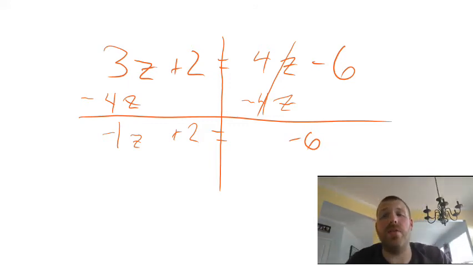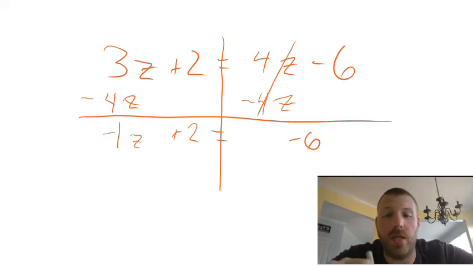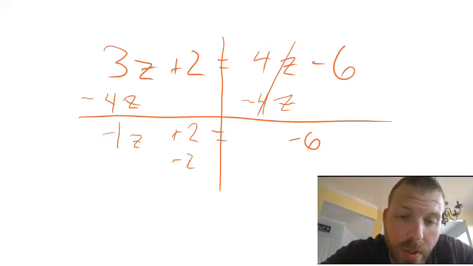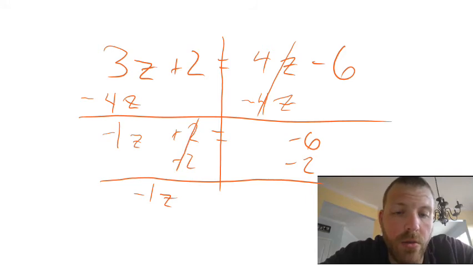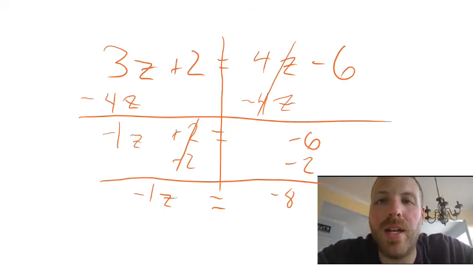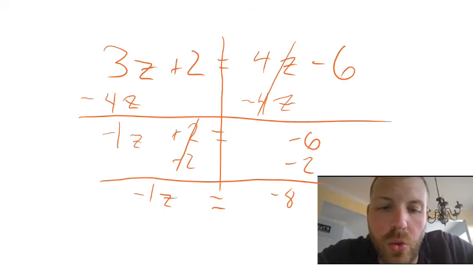Now we've got a two-step equation. And all we're going to do now is take our 2 and move it over to our 6. So we're going to subtract 2 from both sides. Draw our equal sign. Bring down our negative 1z. Cross out our 2's. Bring down our equal sign. Bring down negative 8. I get negative 8 by doing negative 6 minus 2. I can do that in a calculator.